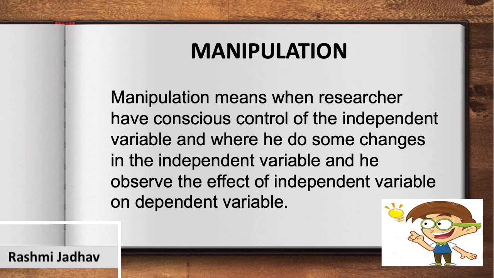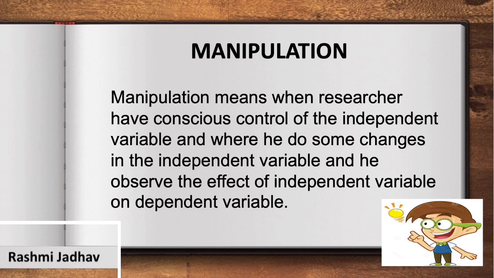In other words, it is a conscious act by the researcher where the researcher does variation in the independent variable and observes the effect that manipulation has on the dependent variable. Another example, suppose we assess the effect of gentle massage on the level of pain. Then in this example, providing gentle massage to the experimental group and withholding gentle massage in the control group is considered manipulation of the independent variable.